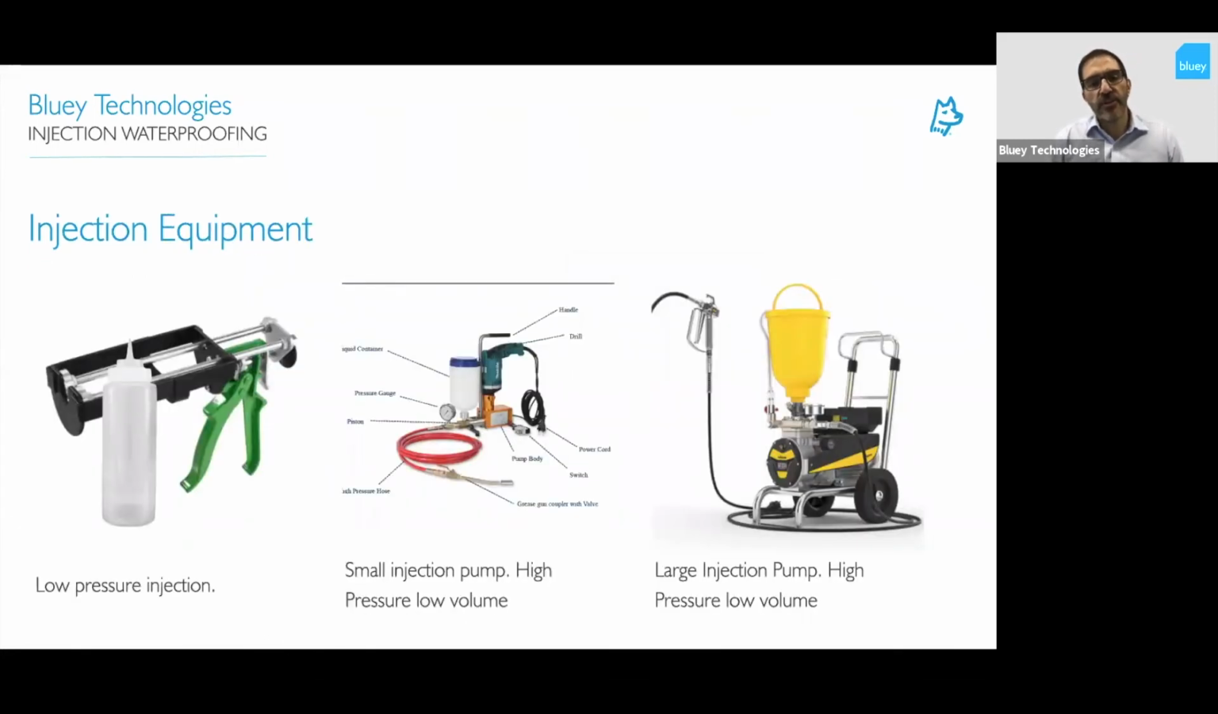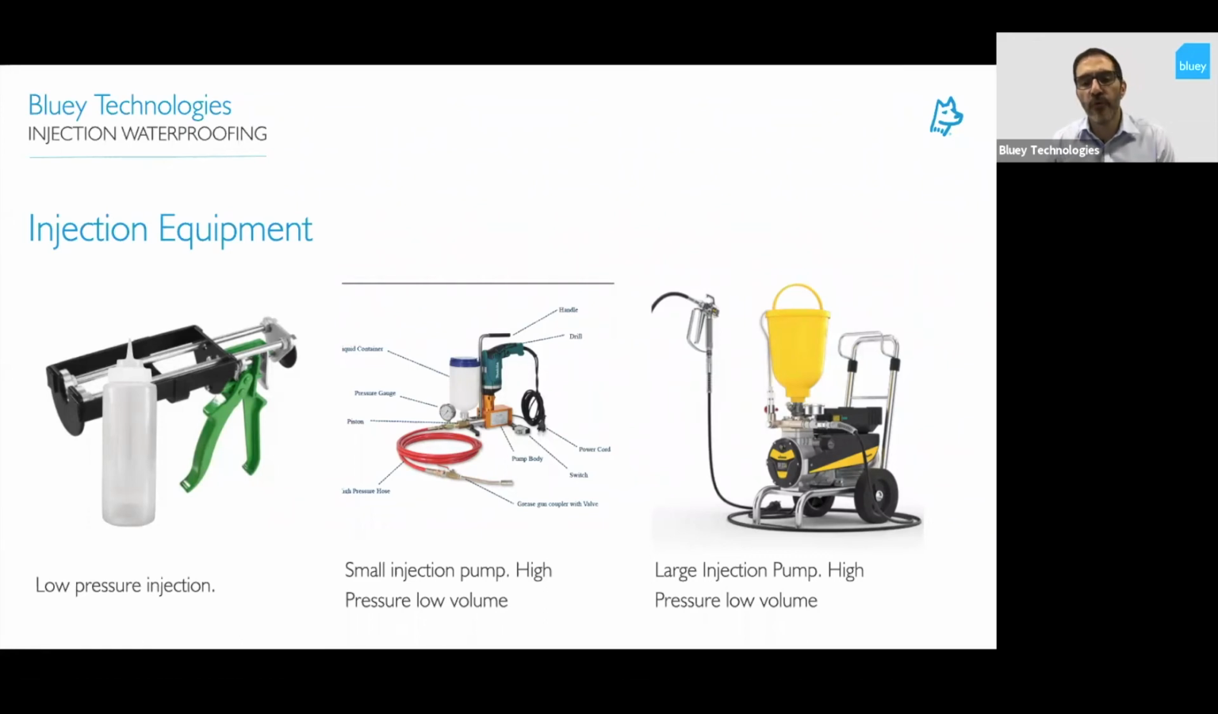The types of injection equipment vary. The first photo there, low pressure injection, we can use hand cartridges. We can also use the gravity feed bottle just to squeegee that liquid in. It steps up then to small injection pumps, which are high pressure with low volume for very fine cracks.